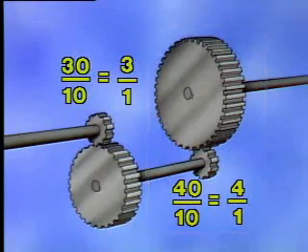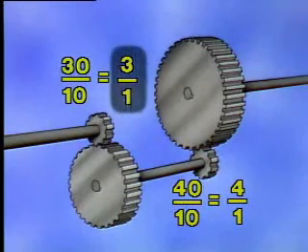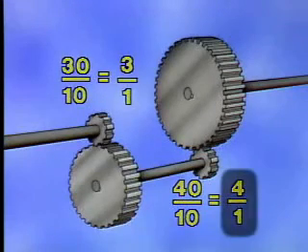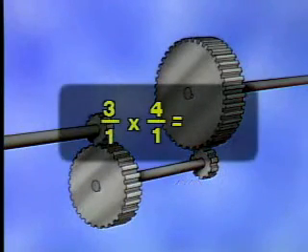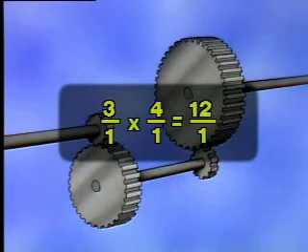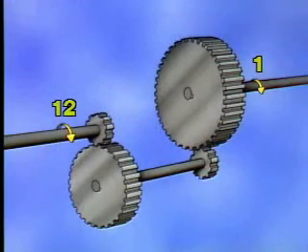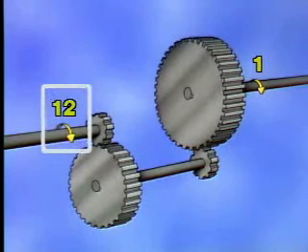This information can be used to determine the ratio across the entire series of gears. That's done by multiplying the ratio of the first gear set by the ratio of the second gear set. So 3 to 1 times 4 to 1 results in a ratio of 12 to 1. This means that for every 12 revolutions of the input shaft, the output shaft will complete 1 revolution. Or in other words, the motor shaft is turning 12 times faster than the pump shaft.